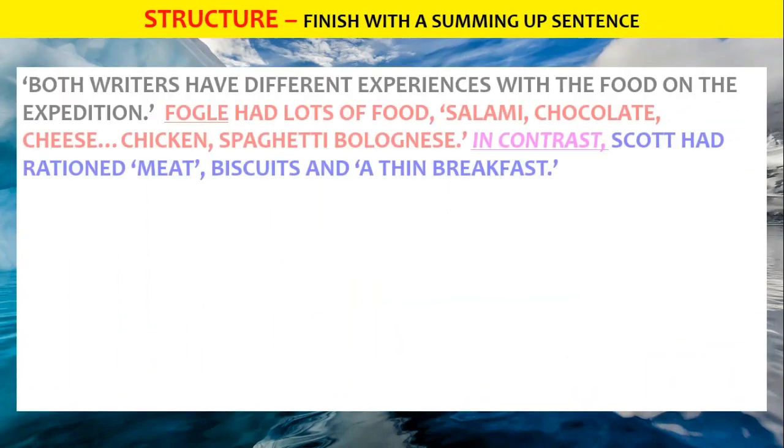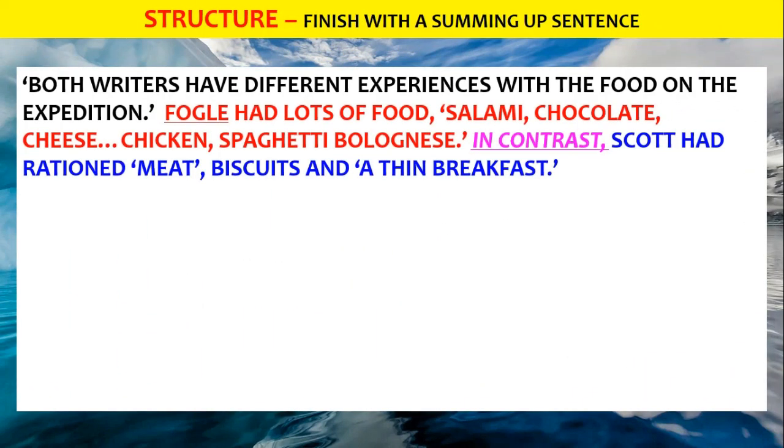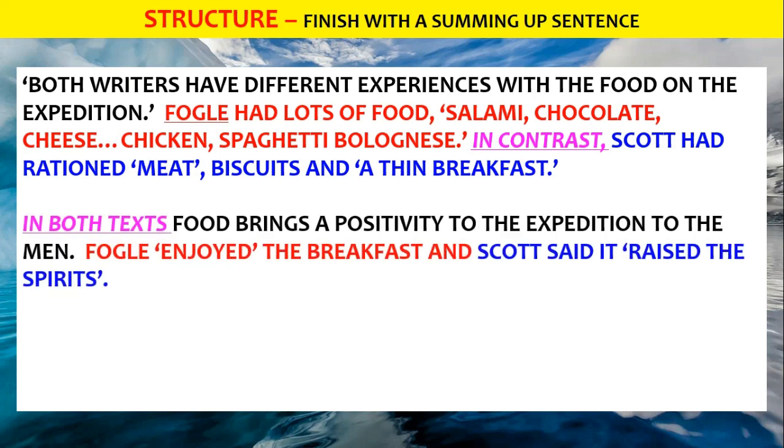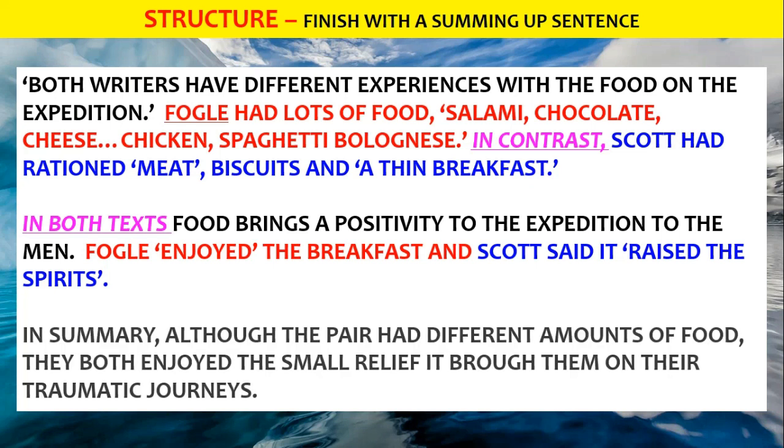Okay, so there we go. So here it all is together. Both writers had different experiences with the food on the expedition. Fogle had lots of food. In contrast, Scott had rationed meat, biscuits and a thin breakfast. In both texts, food brings a positivity to the expedition. Fogle enjoyed the breakfast. Scott said it raised the spirits.